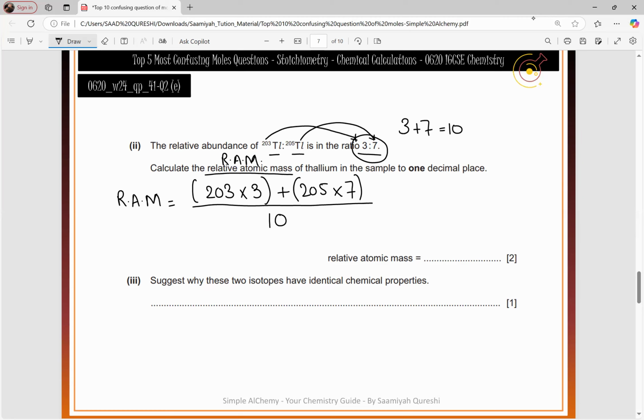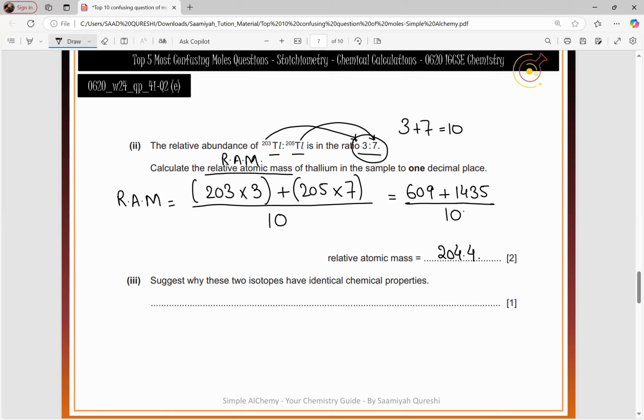203 into 3 is 609, plus 205 multiplied by 7, divided by 10. And the answer is 204.4.